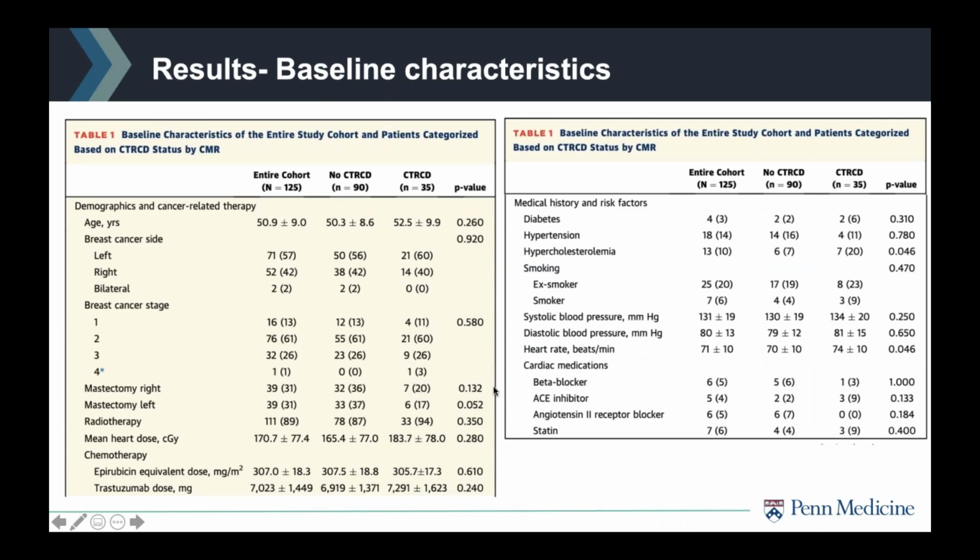So just a little bit about the baseline characteristics in the entire cohort and those with and without CTRCD. There was no significant difference between the cohorts. However, you could see that patients who had CTRCD were slightly older and had received a slightly higher mean heart dose of radiation. But the incidence of risk factors was quite similar between both groups. Diabetes was a little bit higher in the CTRCD group, and at baseline there was very low use of cardioprotective therapy in these patients.